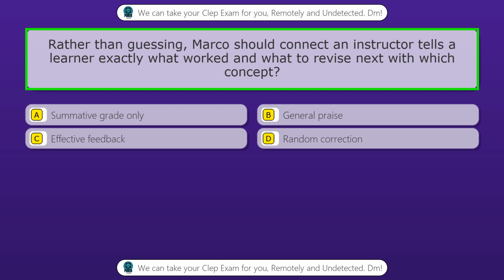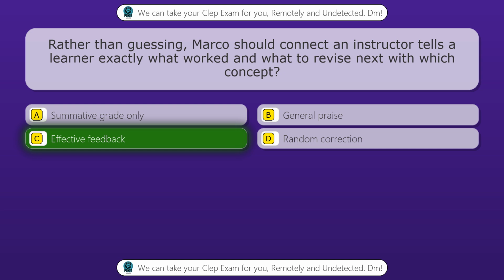Question 77. Rather than guessing, Marco should connect this: an instructor tells a learner exactly what worked and what to revise next. Which concept is it? Option A, summative grade only. Option B, general praise. Option C, effective feedback. Option D, random correction. The correct answer is option C, effective feedback.